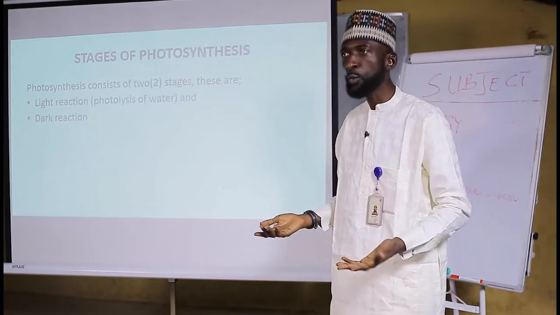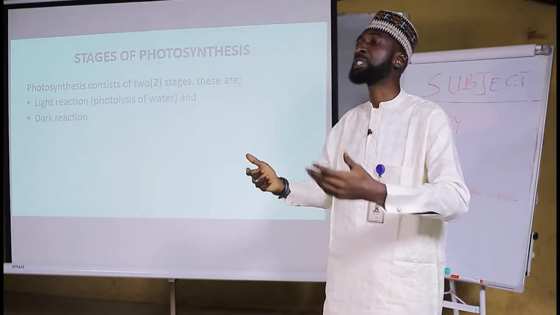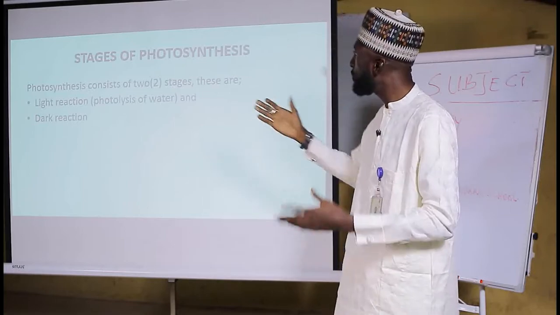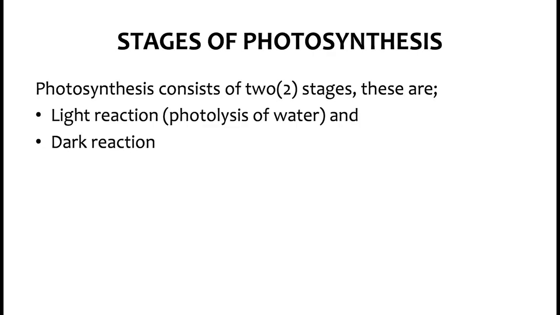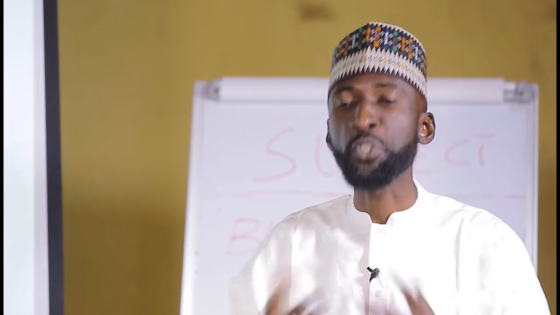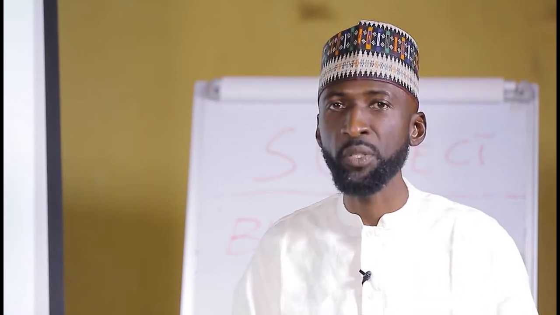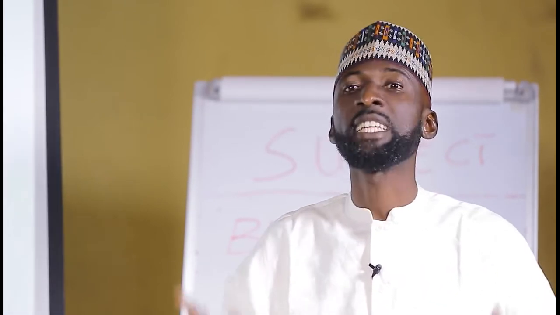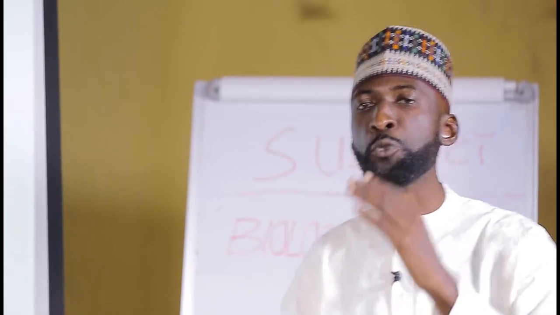Now, having looked at the features of photosynthesis, before it takes place, it proceeds in stages. When we say stages, we mean it proceeds in some steps. The two major stages in photosynthesis are the light reaction and the dark reaction. What that simply means is that this whole process of manufacturing food by plants takes place in two distinct stages. It takes place during the light, or during the daytime, and it also takes place during the night.